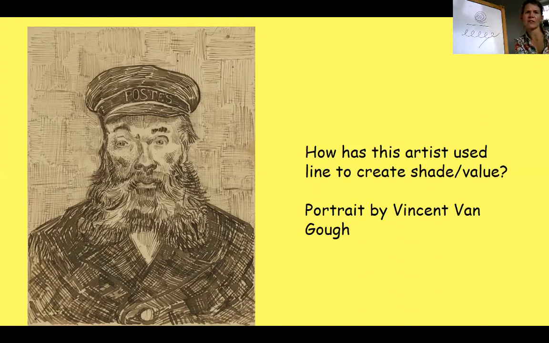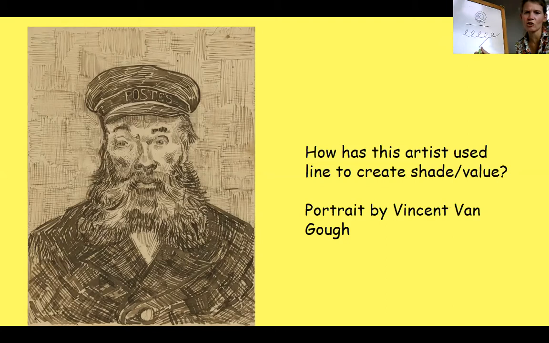How has Vincent Van Gogh used lines to create shade, to make things darker or to make things lighter? Have a good look. Get right up close to the screen if you need to. I've tried to make it as big as I can. Yes. Oh, I think I heard someone say on his hat, they've used lines, haven't they? Lines just going across like that. If you look really, really closely, and because he's used quite thick lines and they're quite close together, it's created quite a dark shade there.